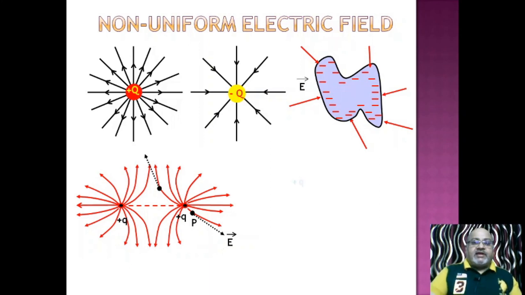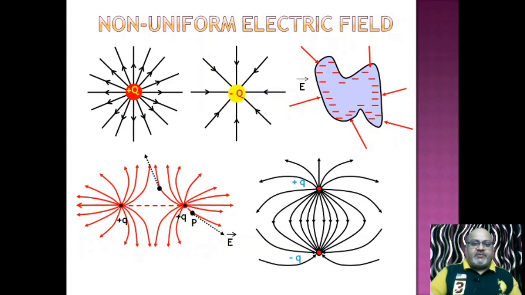See? Now take another case. One positive and one negative charge of equal magnitude placed. This is the pattern of electric field. This is again non-uniform. Now consider this point. We draw a tangent along this direction. This is the direction of electric field at this point. Take another point here. Draw a tangent. Now see, electric field is in this direction at this point.